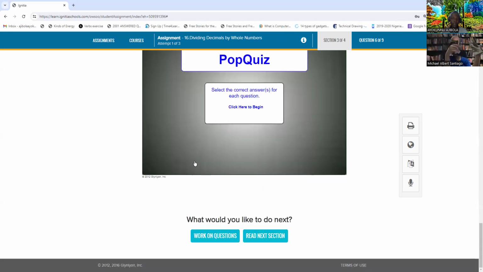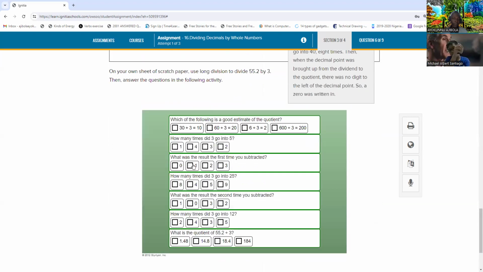Okay, let's try this pop quiz. Which of the following is a good estimate of the quotient? 30 divided by 3 is 10. 60 divided by 3 is 20. 6 divided by 3 is 2. And 600 divided by 3 is 200. Well, all of them are divided by 3.